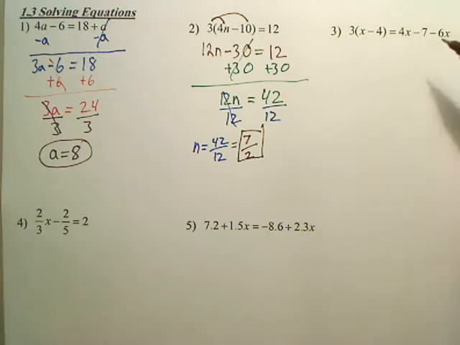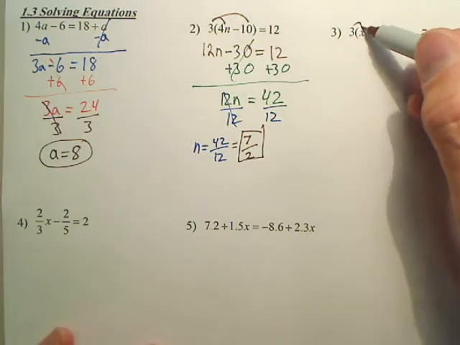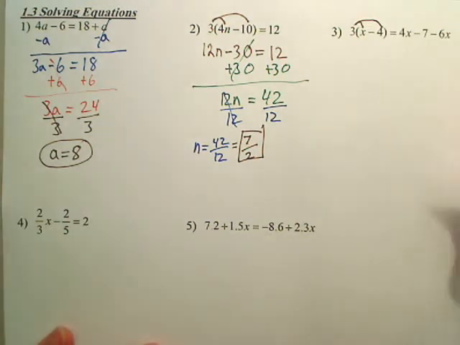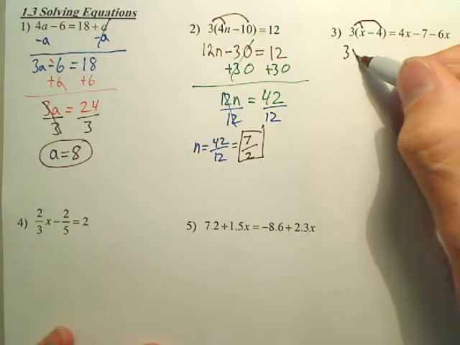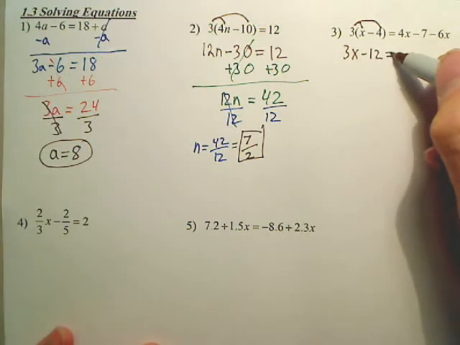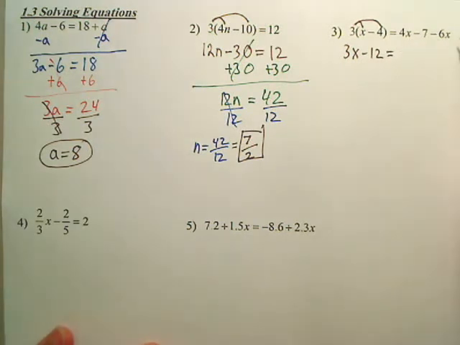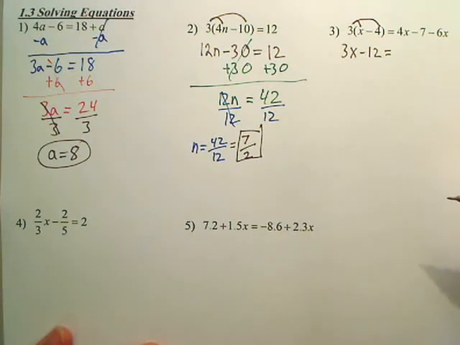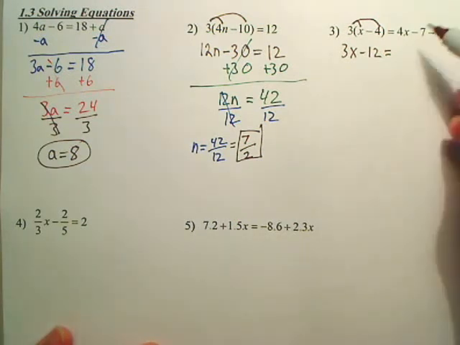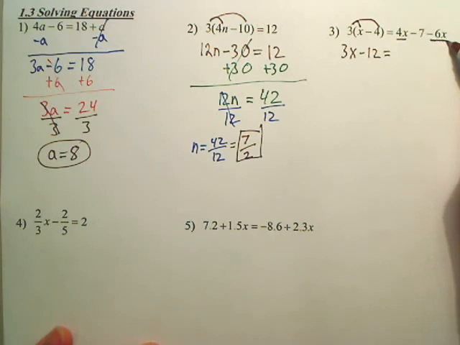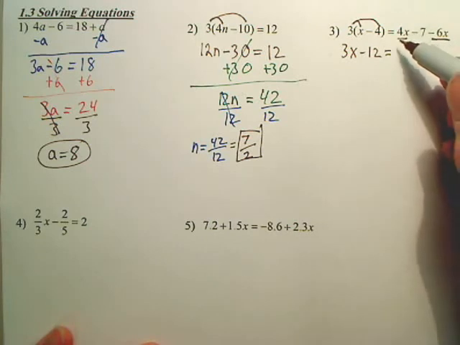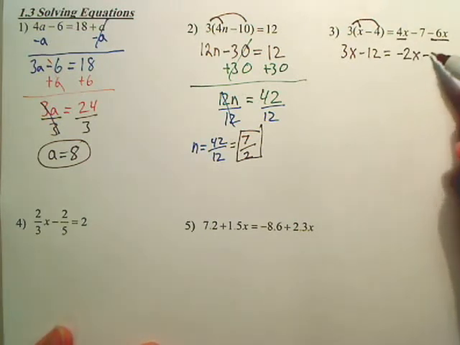Here, same thing. We're going to distribute over here to start this one off. And we're going to get 3x minus 12. Over here, what do you think we're going to do? On this side, you are going to combine like terms, which is simplify it. You can't start solving until you simplify it. Get it all nice and neat. So what's 4x and negative 6x? Negative 2x.